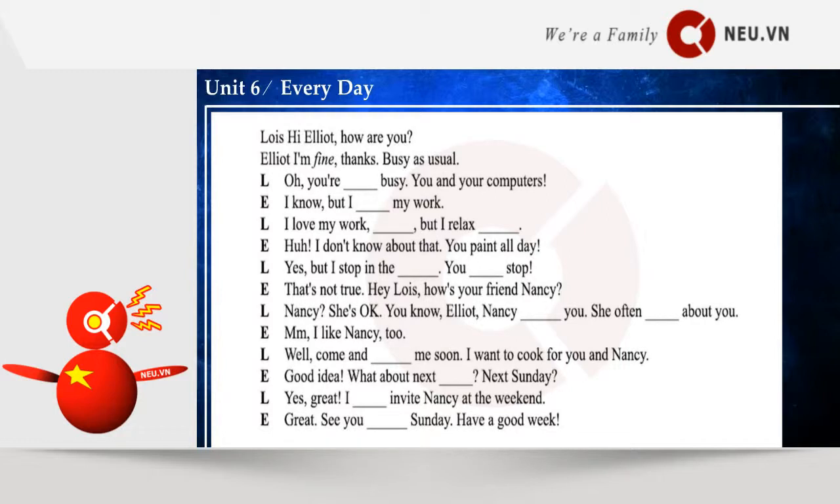Hey, Lois, how's your friend Nancy? Nancy? She's okay. You know, Elliot, Nancy likes you. She often asks about you. I like Nancy too. Well, come and visit me soon. I want to cook for you and Nancy. Good idea. What about next weekend? Next Sunday? Yes, great. I often invite Nancy at the weekend. Great. See you on Sunday. Have a good week.